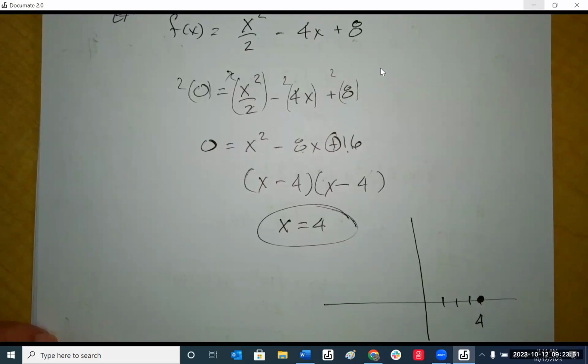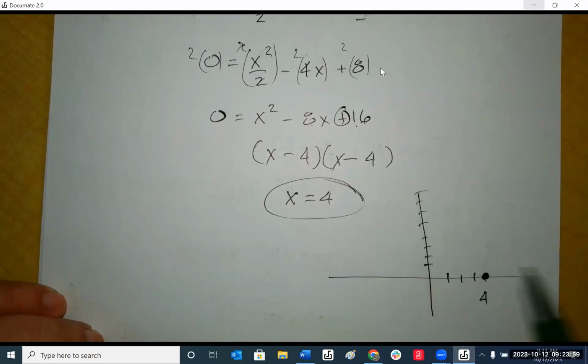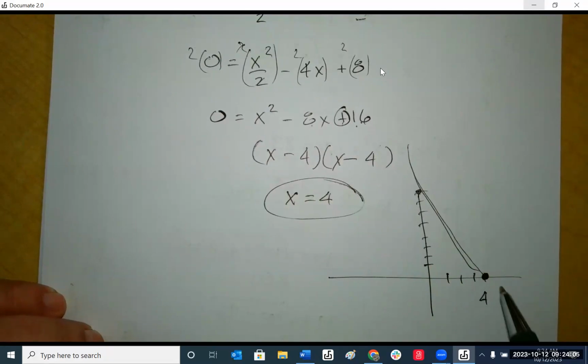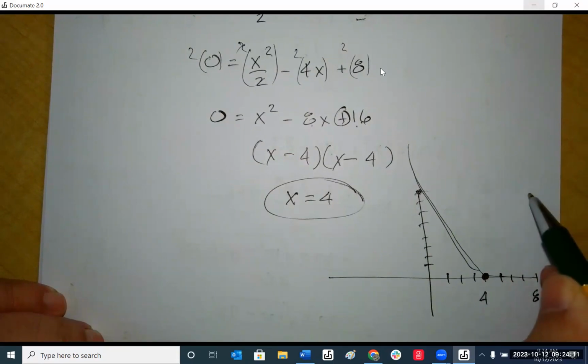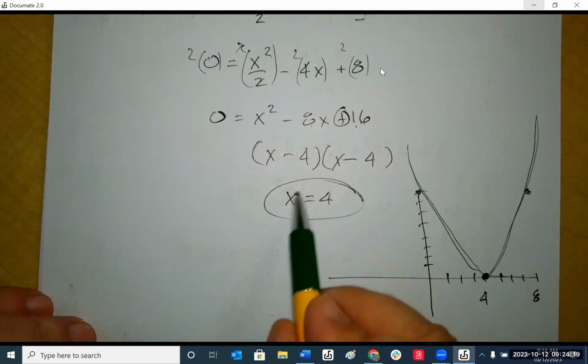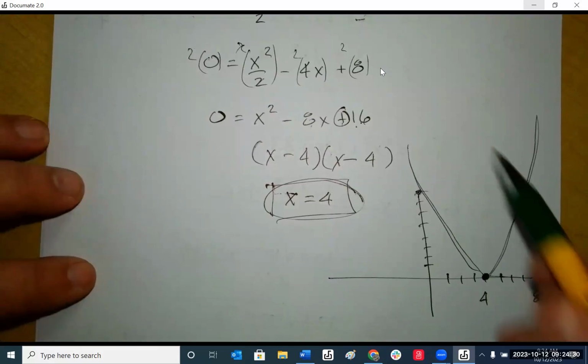So that means that's our lowest point. That's our vertex. We know our y-intercept is 8: 1, 2, 3, 5, 6, 7, 8. So I got a point there. So that means 1, 2, 3, 4. If I go 4 to the right, I go up 8. I got another point. If you only have one solution, that means your graph only touches the x-axis at one place. That's the vertex. That's also the axis of symmetry.